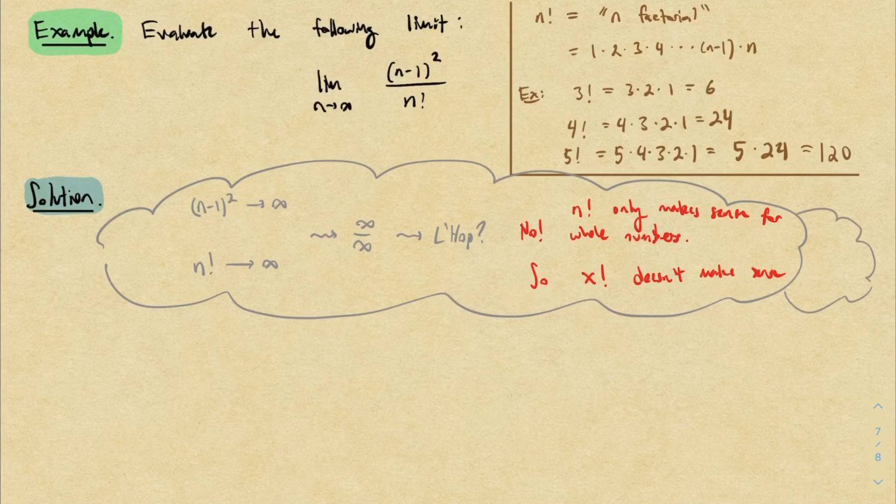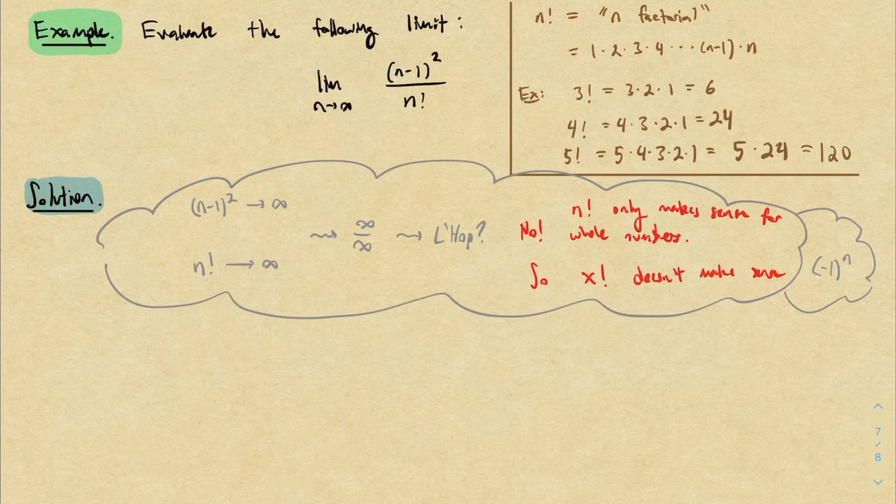We've actually already seen another example of this. Earlier I talked about the sequence -1 to the n. This is another expression that only makes sense for whole numbers. -1 squared is fine, -1 to the 4,000, that's fine. But what would -1 to the 1/2 mean? What about -1 to the pi?